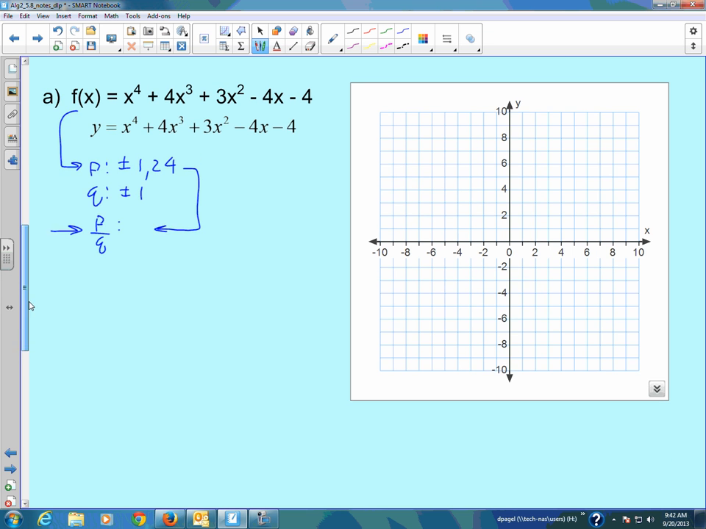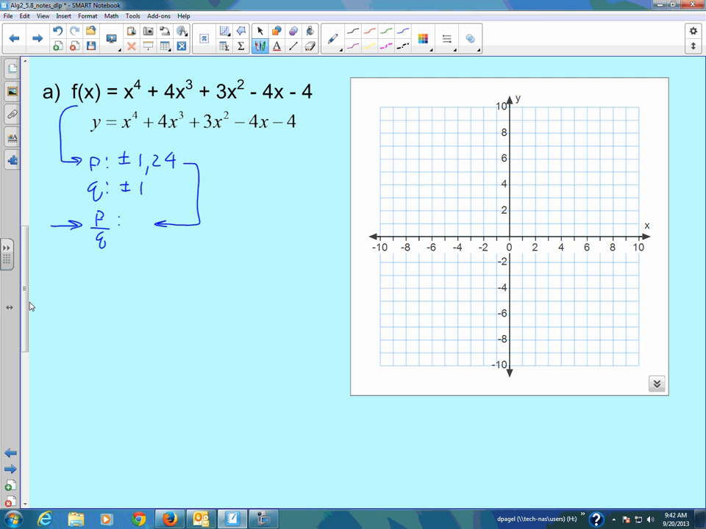All right, so we go ahead and make sure our polynomial is in descending degree order. If there's any missing powers, I'm going to put a 0 in here. That's not the case for this one. So coefficients of 1, and then 4, and then 3, and then negative 4, and then negative 4. And we're going to go ahead and test the p over q's, 1, 2, and 4, and all these are plus minus, by the way. So let's just test the 1, see what happens.